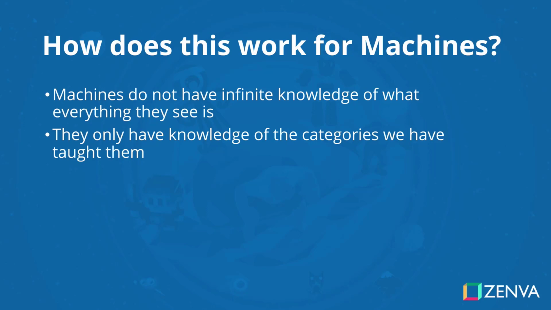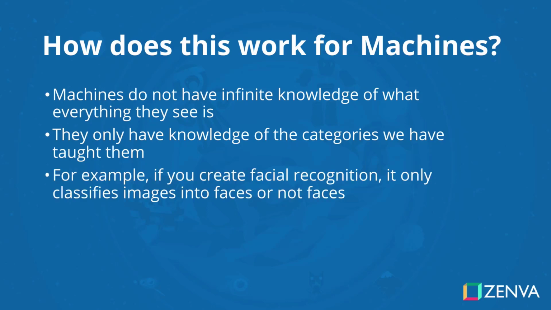And actually, this goes beyond just image recognition. Machines, as of right now at least, can only do what they're programmed to do. So this means if we're teaching a machine learning image recognition model to recognize one of 10 categories, it's never going to recognize anything else outside of those 10 categories.